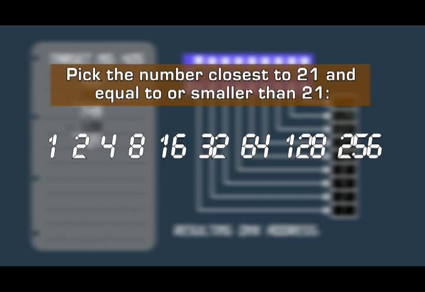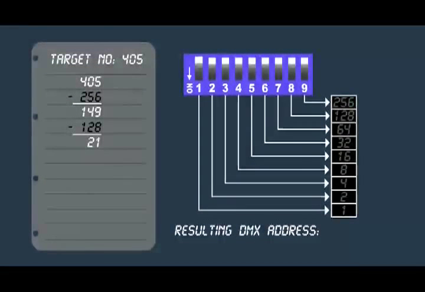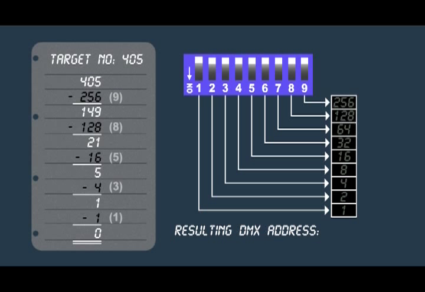Now continue by picking the largest number equal to or smaller than 21, in this case 16, and subtract that from 21 to give 5. Continue like this until you are left with a remainder of 0. Now it's just a matter of switching on those switches that represent those values that you picked. That means switches number 1, 3, 5, 8 and 9.